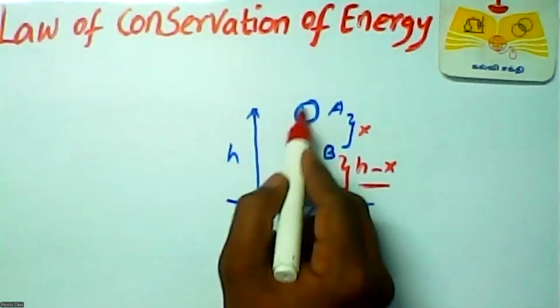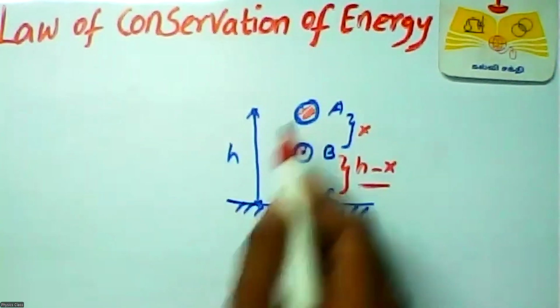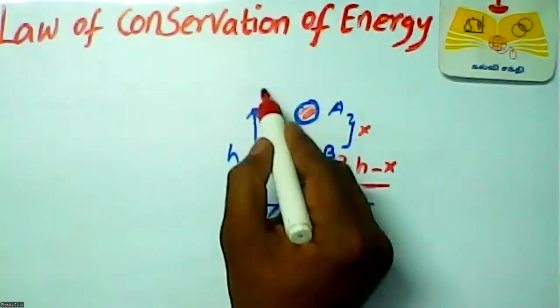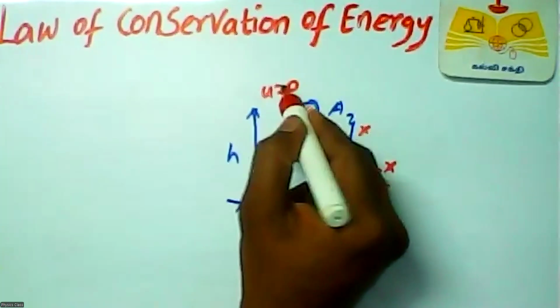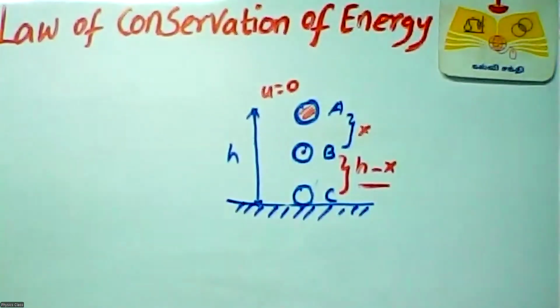So in that position, I told you, the ball is stationary. There is no movement, so there is no velocity. There is no initial velocity. So I can put U is equal to 0. U means initial velocity.